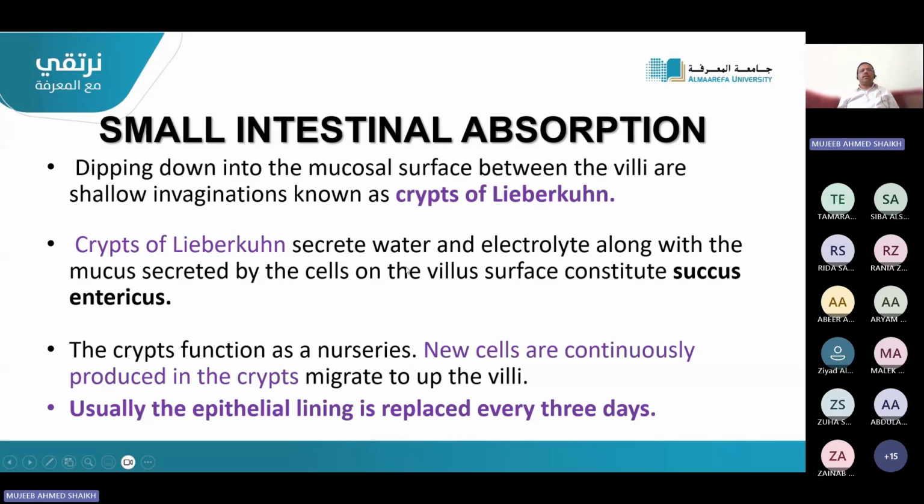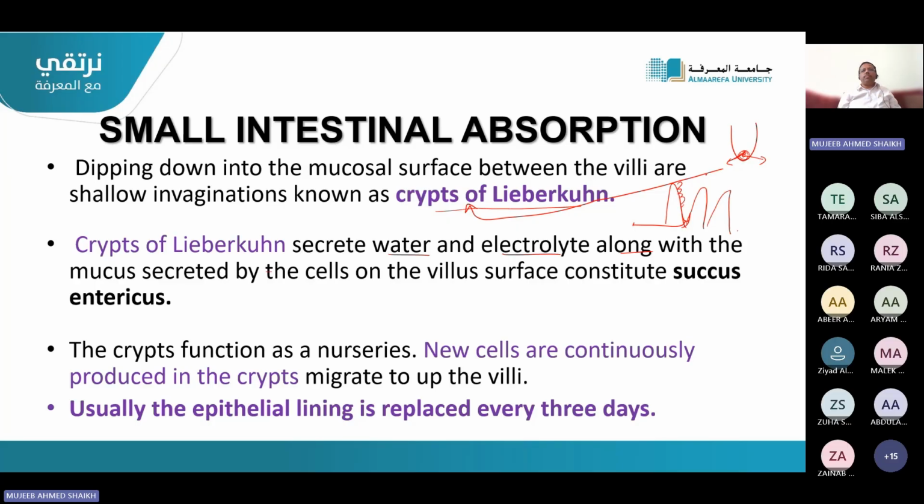Okay, before that, in the villus, as I told you, these are the villi, and on the villus there are epithelial cells. This area, the one which is going down here, is known as the crypt, and a special name is given: crypts of Lieberkühn. Crypts of Lieberkühn secrete water and electrolytes along with the mucus. So the mucus and the succus entericus come from this area, the crypts of Lieberkühn.